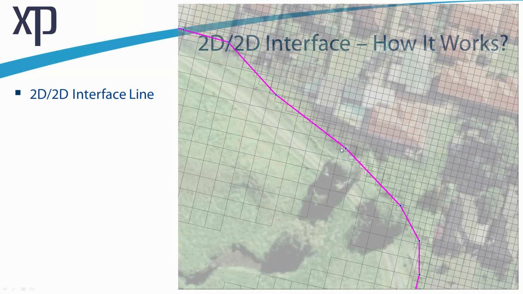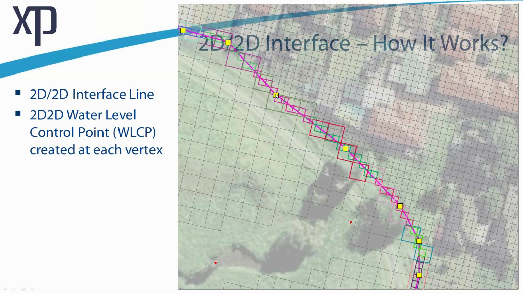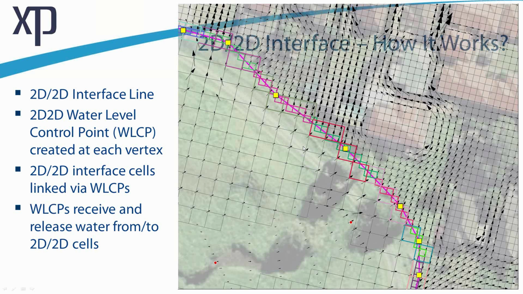At each of the vertices along that 2D-2D interface line, a water level control point is inserted, shown as the yellow squares on your screen. The 2D cells along that interface line are selected and associated with these water level control points to transfer water through from one domain to the other. As you'll see on the screen, you can see the water transitioning from the coarser grid on your bottom left through to your finer grid on the top right.